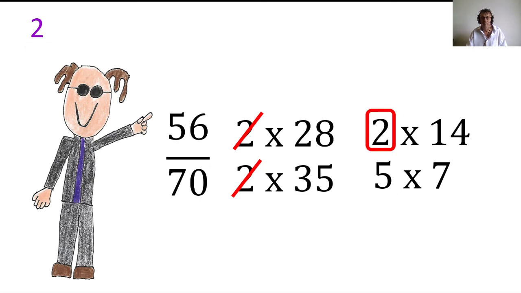But we do have 1, 2, 3 prime numbers. 14, however, is a composite number. So we need to factor 14.